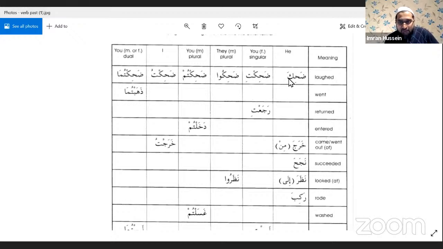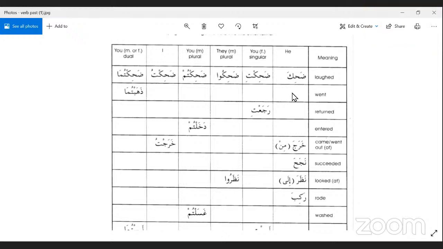Dhahika means he laughed. You, one female laughed, dhahikti. And they all, boys, laughed, dhahikū. All male laughed, dhahiktum. I laughed, dhahiktu. You, male or female, dual, laughed, dhahiktumā. Sister Maliha.